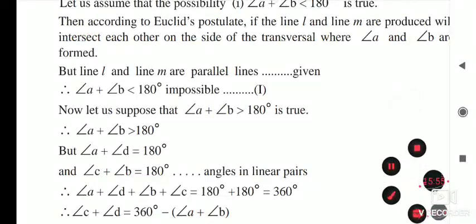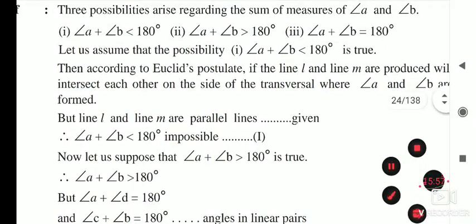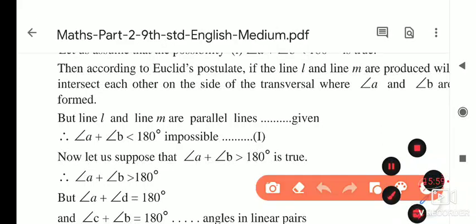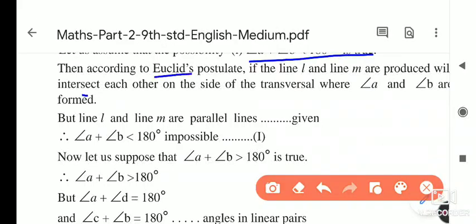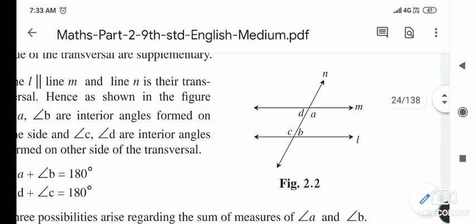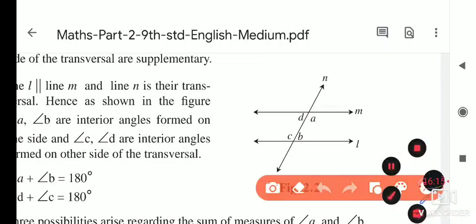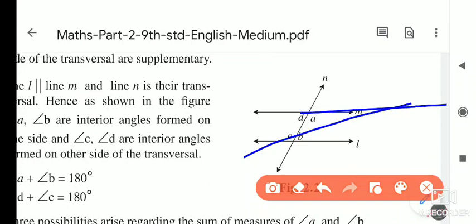So here, if A plus B is less than 180 degrees, then according to Euclid's postulate, if lines L and N are produced, they will intersect on the side of the transversal where A and B are formed. So if these lines are not parallel to each other, they intersect at one point. According to Euclid's postulate, this is impossible.